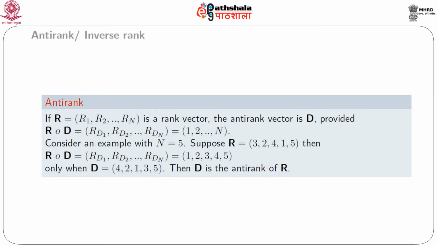So if we consider an example with n equal to 5, suppose the R vector comes out as (3, 2, 4, 1, 5), then we get the composite function R of D as (1, 2, 3, 4, 5) only when D takes the values (4, 2, 1, 3, 5). Then in this case D is the anti-rank of R.